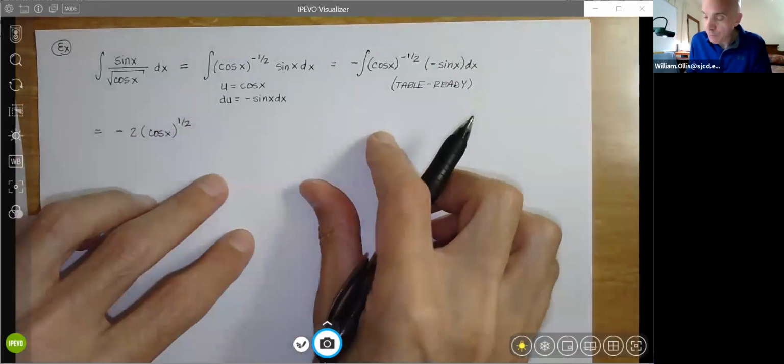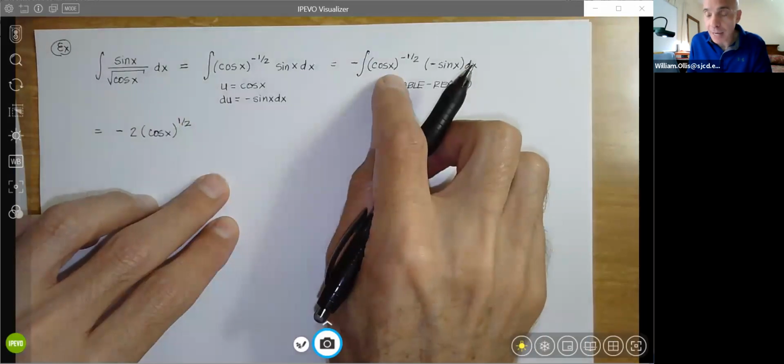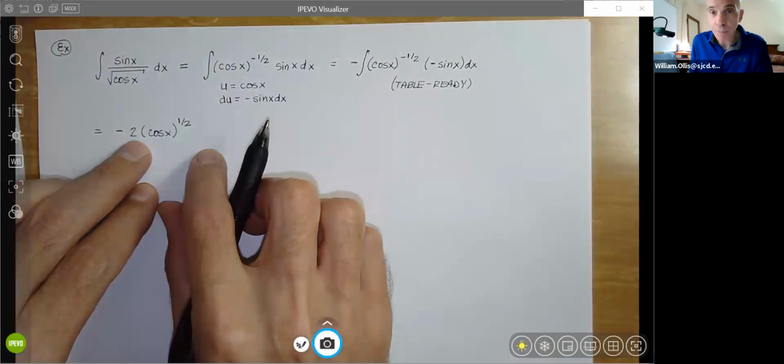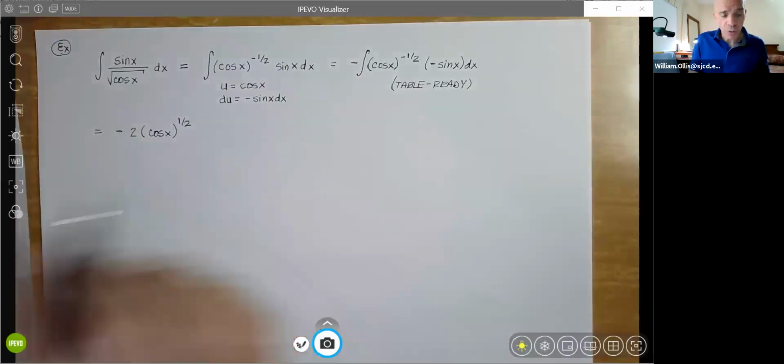So remember, our favorite form is add 1, divide by the new power to give us the 1/2. Division by 1/2 is multiplication by 2. And then we're good to go.